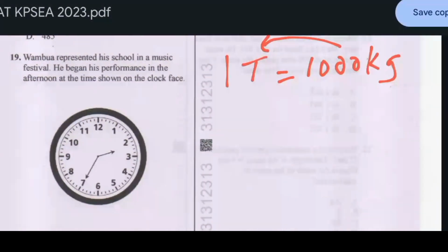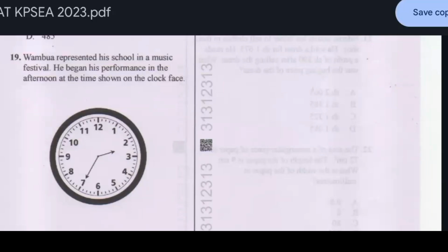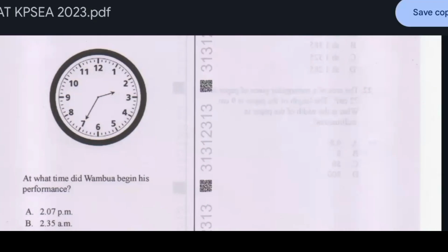Number 19. Wambua represented his school in a music festival. He began his performance in the afternoon at the time shown on the clock face. At what time did Wambua begin his performance?